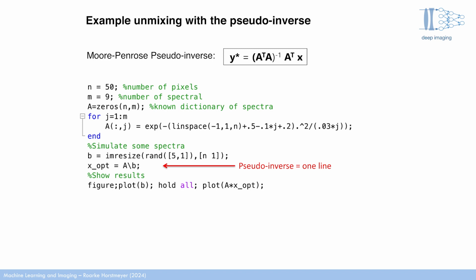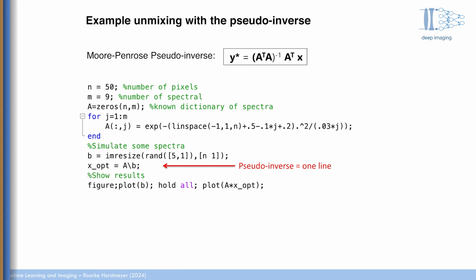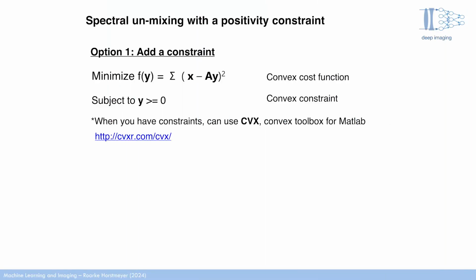And again, like I said, the pseudo-inverse is just this slash character. So it's pretty simple in MATLAB. In Python, NumPy, as you'll use, it's pinv, P-I-N-V. All right, so how might I address this non-negativity constraint that I hope to apply?